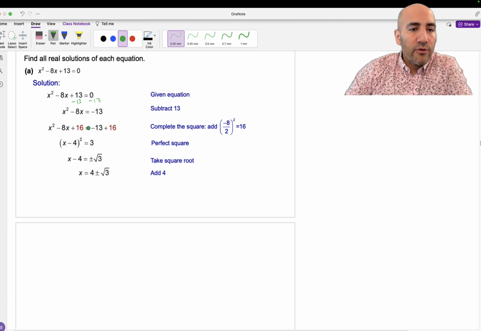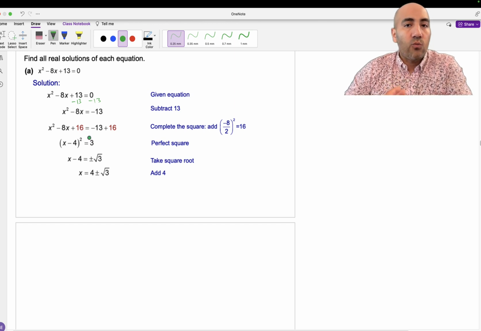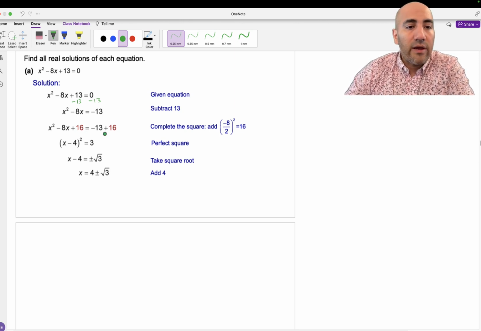And then what your author did was take advantage of this equal sign and add 16 to both sides. I like to keep it to one side and add and subtract. That way you don't really change it. So I like to add a special form of 0, whereas the other way to do this is to just add 16 to both sides. Either way works.